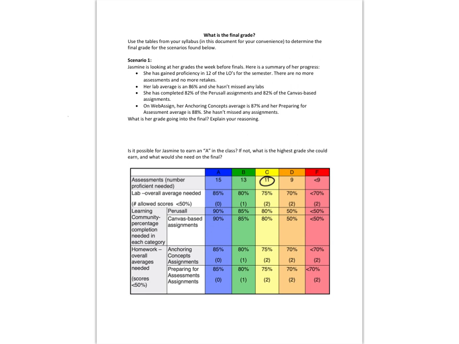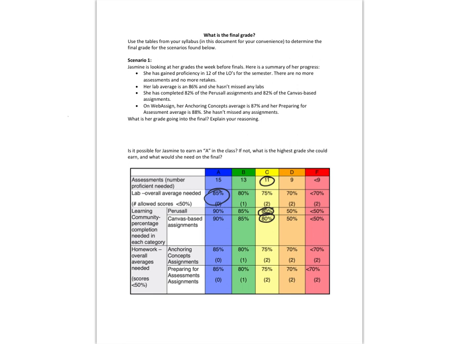And 86 actually gets her at the A level for lab. She hasn't missed any as well. When we go into perusal, she's completed 82% of the perusal assignments. And it's important also that you remember that perusal and Canvas-based assignments are based on the percentage that you've completed. It's not really a grade. So she's at 82% for the perusal and the Canvas-based, again, which puts her at the C level for those.